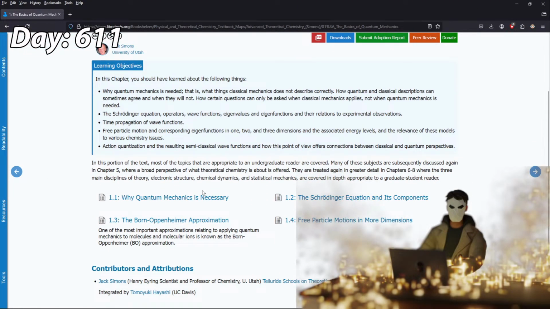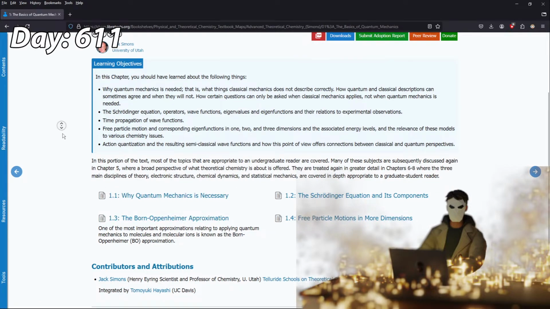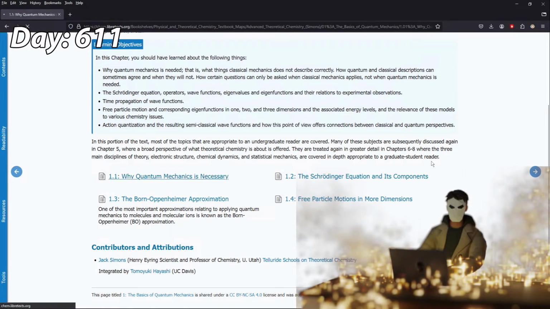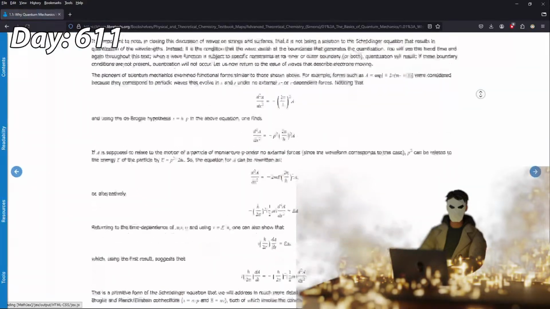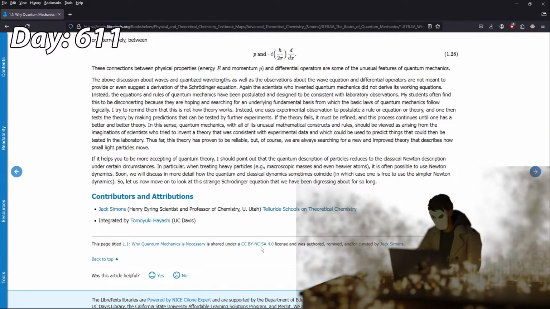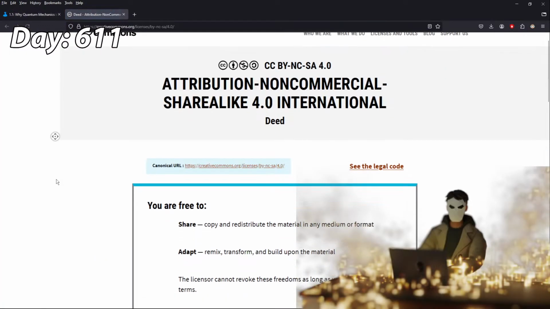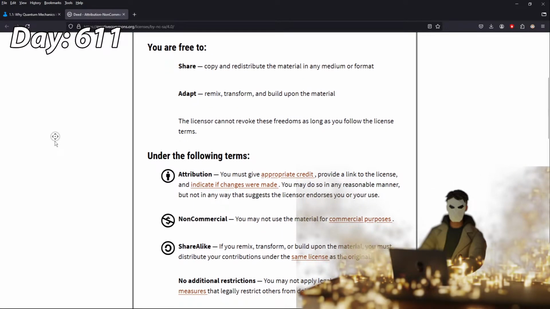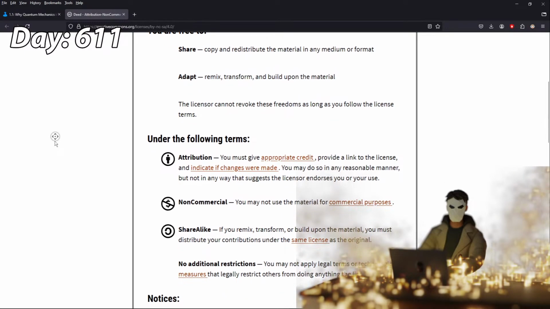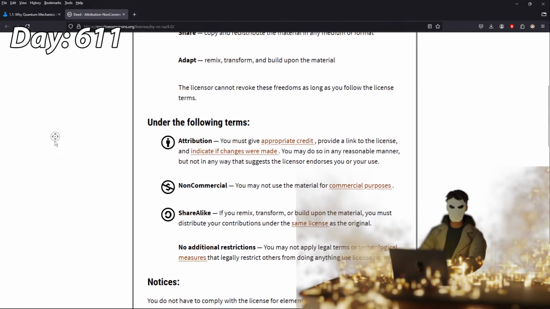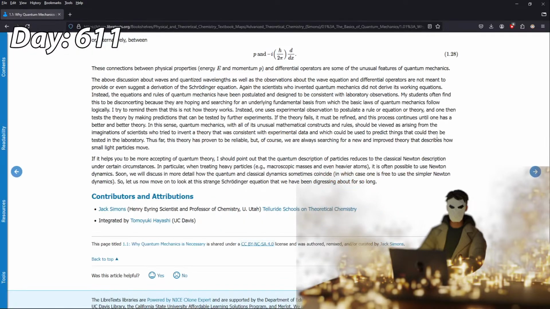Why quantum mechanics is necessary? I can fathom a guess. Schrödinger equation and its components, been there, done that, Born, Oppenheimer. I should still just gloss over the chapters. And also another important thing. How are we looking? Free to share, adapt, attribution, share alike, meaning if you remix, you distribute under the same license as the original. Hell yeah, okay, been there, done that.